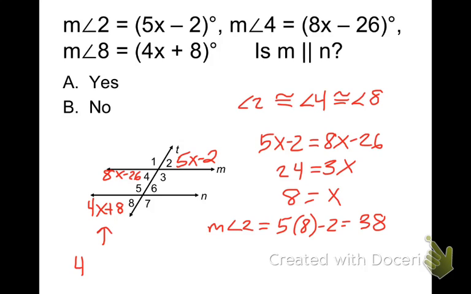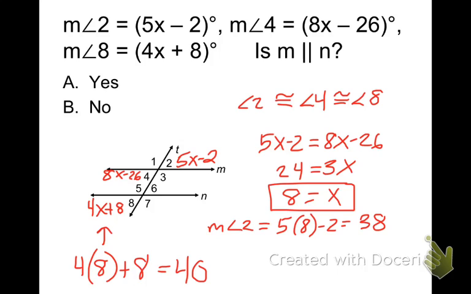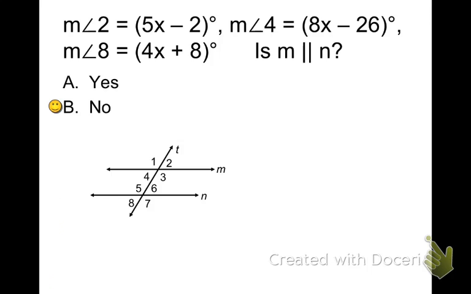So 4 times 8, we're substituting in 8 for x, plus 8 gets us 40. So 38 is the measurement of angles 2 and 4. 40 is the measurement of angle 8. So we can conclude lines M and N cannot be parallel.